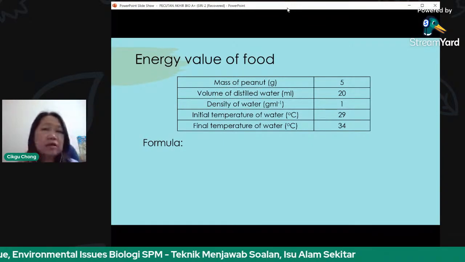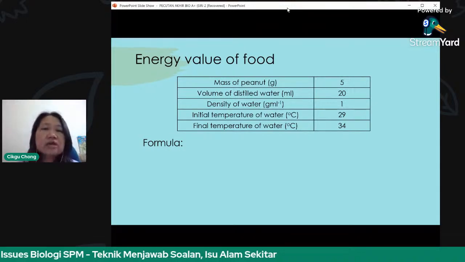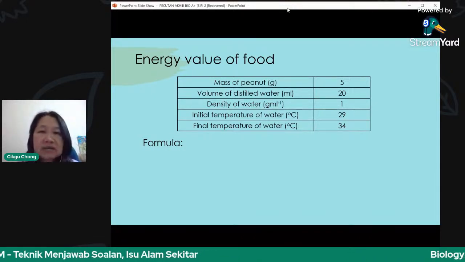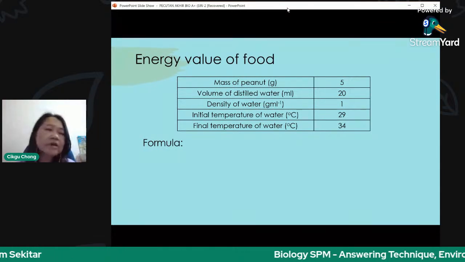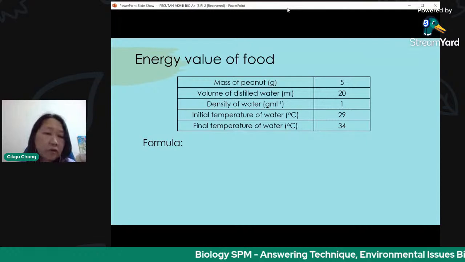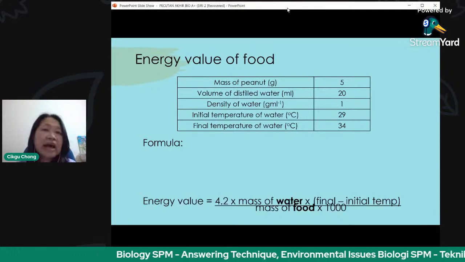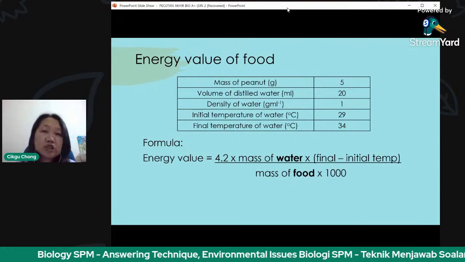So always remember, ingatlah formula. It's not difficult, bukan sangat susah ya. Okay, macam mana nak ingat, how to remember? First of all, the formula here is energy value. You're looking for energy value, times 4.2. Now this is a fixed number.